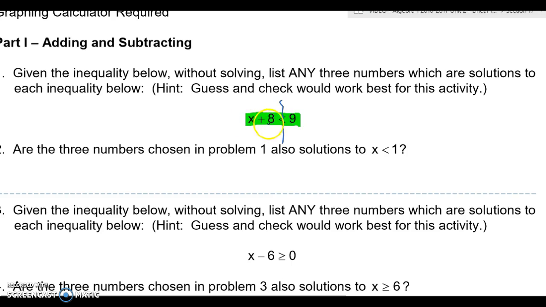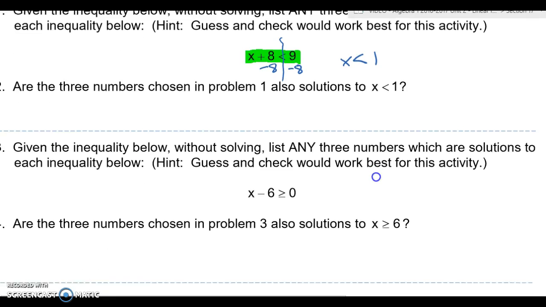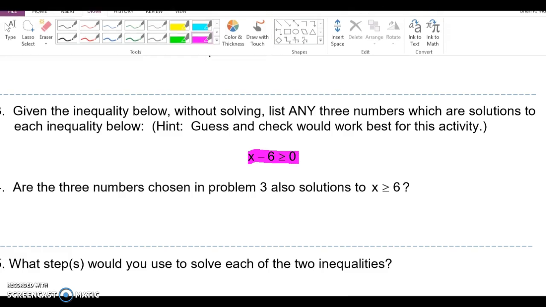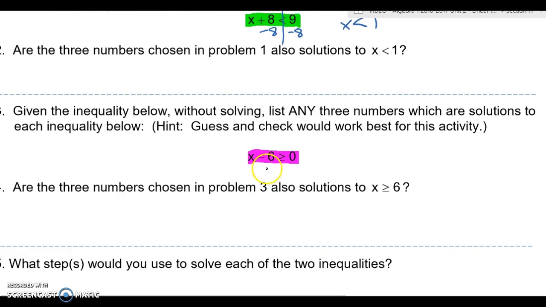So when I'm looking at x plus 8 less than 9, to solve this, to get x by itself on one side of the inequality, I'm going to subtract 8. Which then gives me x is less than 1. Same thing down here. We have this inequality, x minus 6 greater than or equal to 0. And to solve that, I'm going to add 6 to both sides because this inequality breaks it apart. And I have x is greater than or equal to 6.